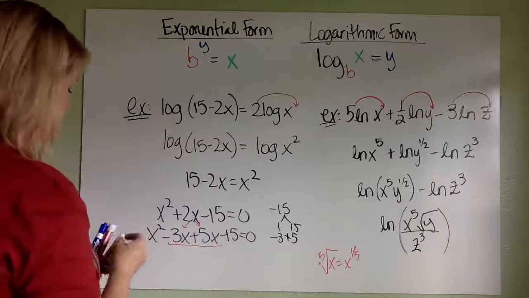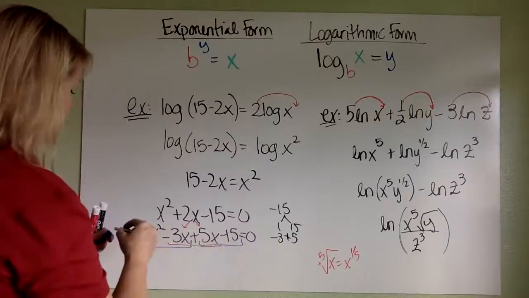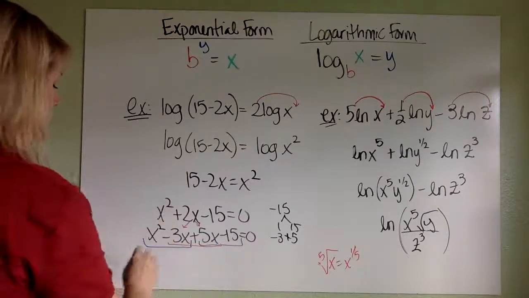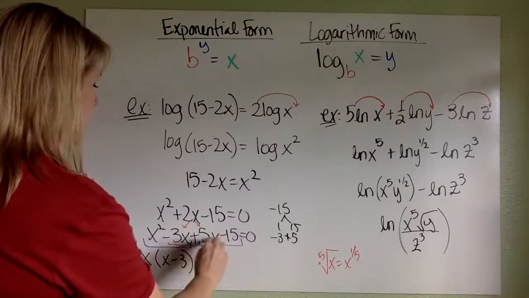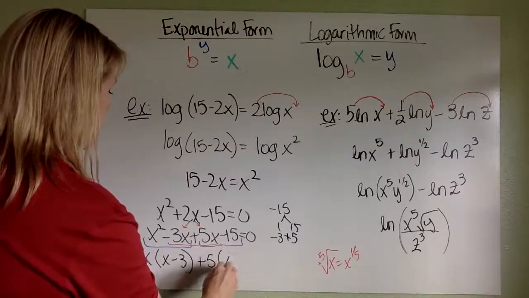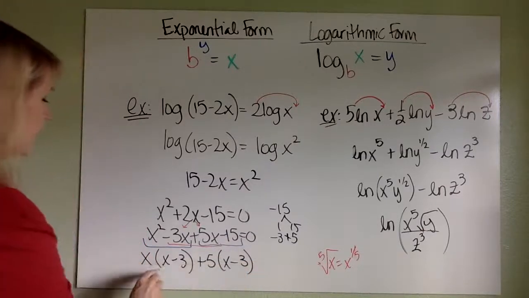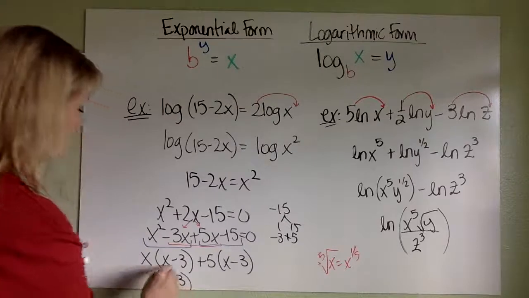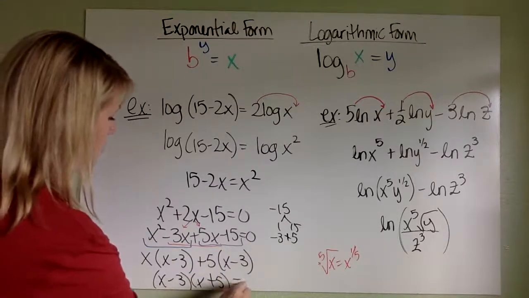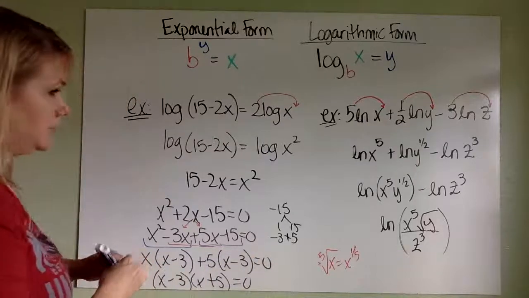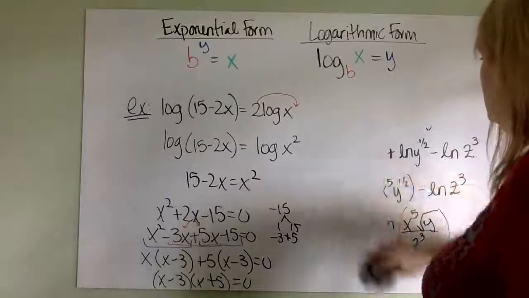So then to factor by grouping, I would group together the x squared and the 3x, group together the 5x and the 15, and then factor out their common factor. So here, if I factor out an x, I'm left with x minus 3. Here, if I factor out a 5, I'm left with x minus 3. And then if I factor out the x minus 3, I'm left with x plus 5. So those are your two factors. Let me erase the stuff over here so we can finish this.